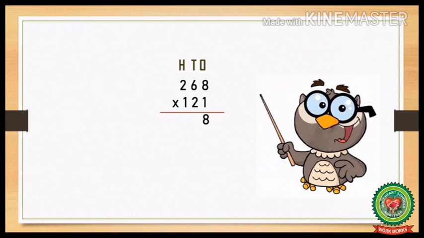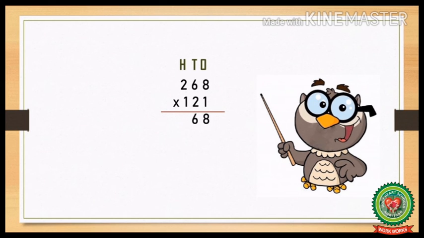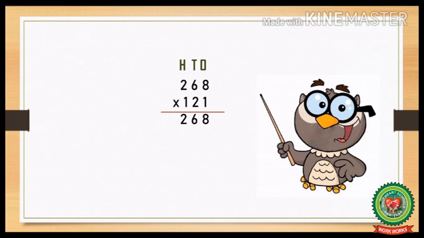So let us begin. 1 8s are 8. So we will write 8 at the ones place. Then 1 6s are 6. We will write 6 in the tens place. Then 1 2s are 2. We will write 2 in the hundreds place. Now we have multiplied all the above numbers with 1.